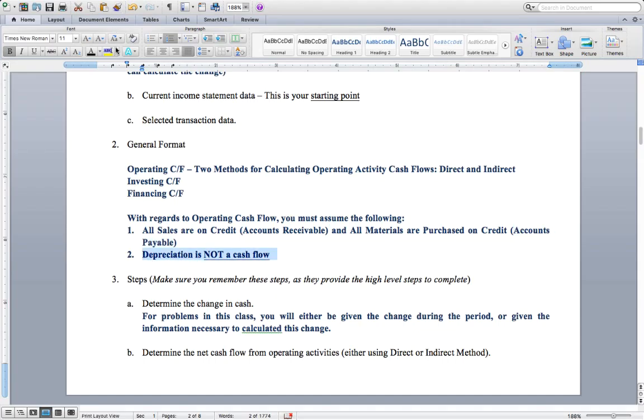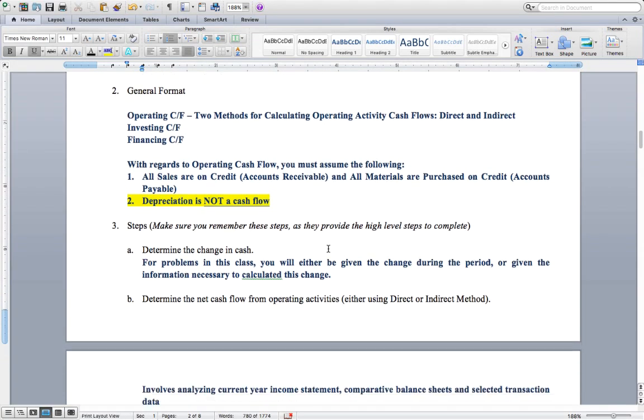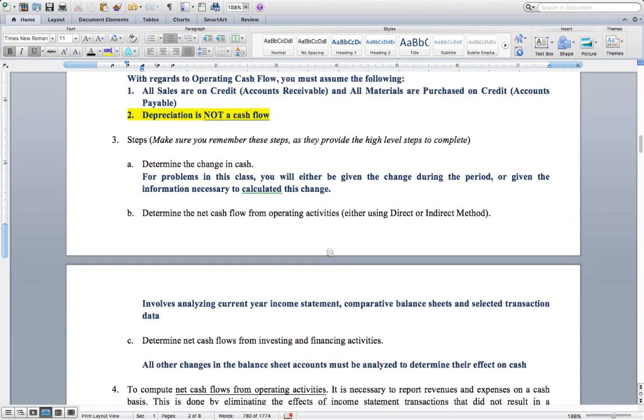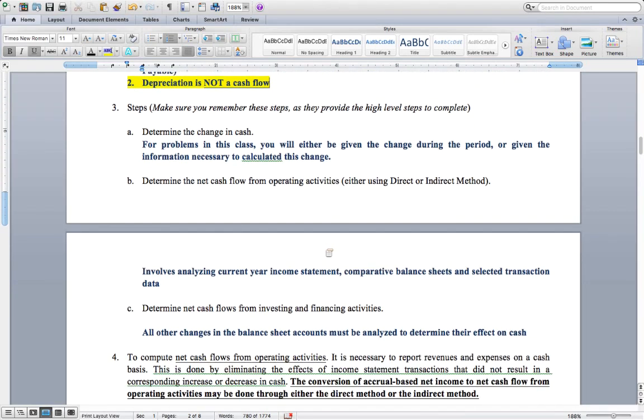Very important to note, depreciation is not a cash flow. Similar to depreciation, amortization, these are called non-cash transactions that need to be adjusted when you're doing the statement of cash flows, and we will go through an example of that shortly. The steps to remember as you're completing this, these are the high-level steps. You'll do much more than this, but these are some things just to keep in mind.